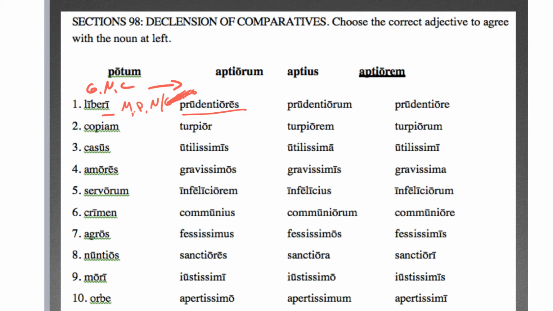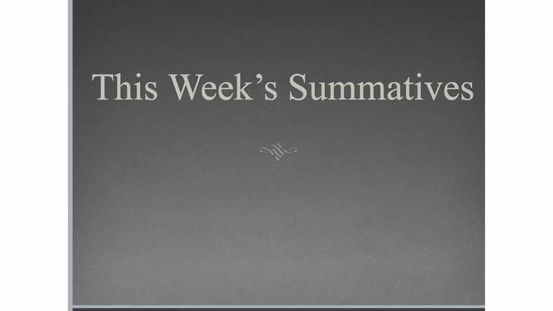Let's do a superlative one. So casus, that is going to be masculine, nominative plural. It can be genitive singular, and can be accusative plural as well. But again, the only one that's going to fit that is utilissimi as the nominative plural. Casus, by the way, is a fourth declension noun. That's why the -us is nominative plural. And then again, I'll leave the rest for you.